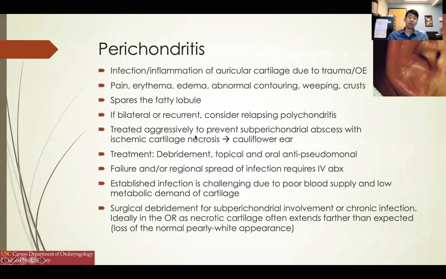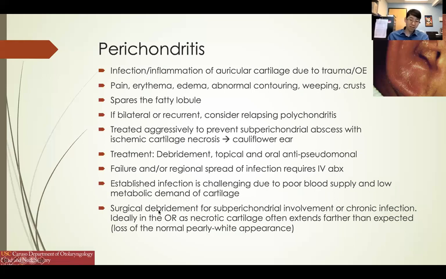This needs to be treated aggressively to prevent development of a subperichondrial abscess with resulting ischemic cartilage necrosis, which can lead to cauliflower ear deformity. So we treat with debridement, topical and oral anti-pseudomonals. You may need IV antibiotics because established infection of the cartilage is very challenging to deal with, because of the poor blood supply and the low metabolic demand of cartilage.